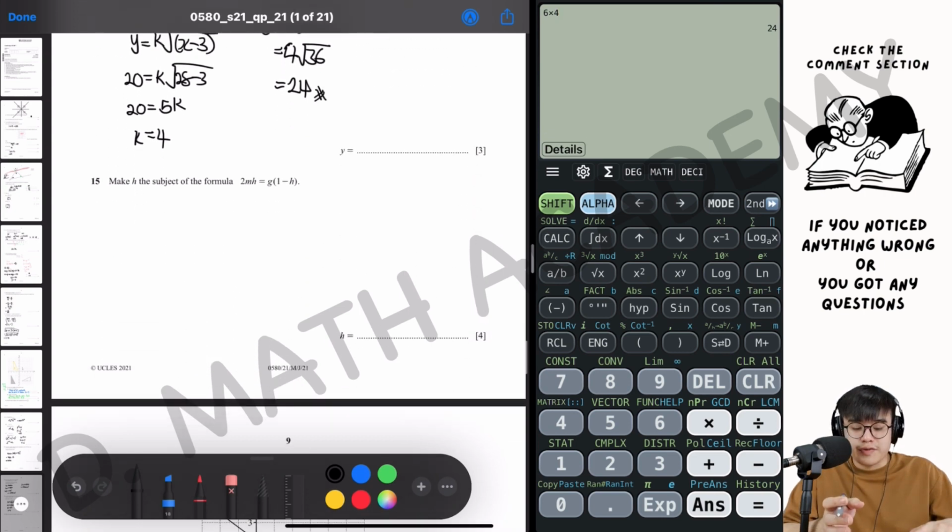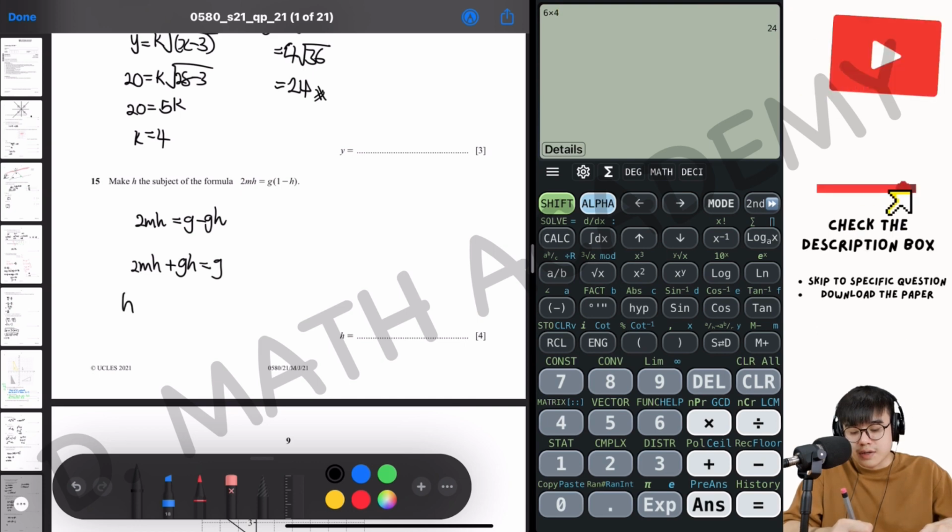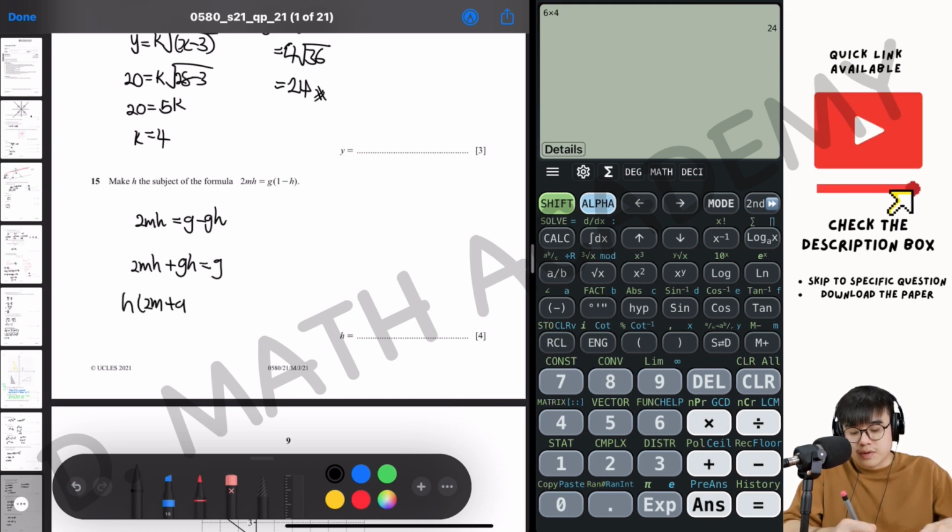Moving on, we have question 15 here. Make h the subject. So you notice that both sides have h, so you have no choice but to multiply it out first. Okay, all the h is now categorized together. Extract it out. You should have this as the balance. And your h final answer will be g over 2m plus g. So that's how you find your final results.